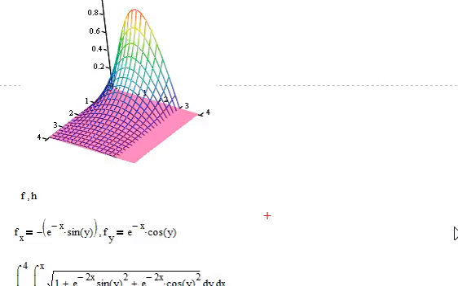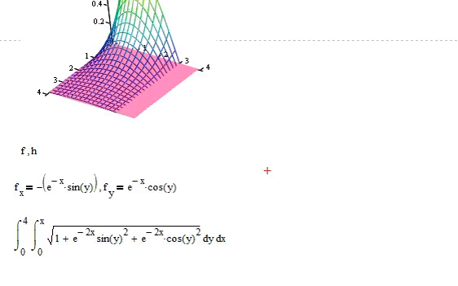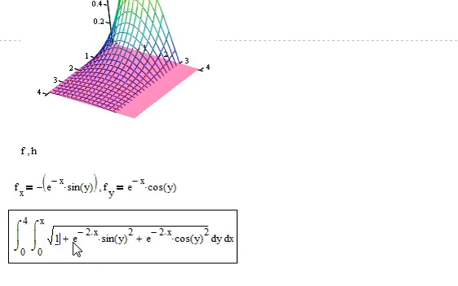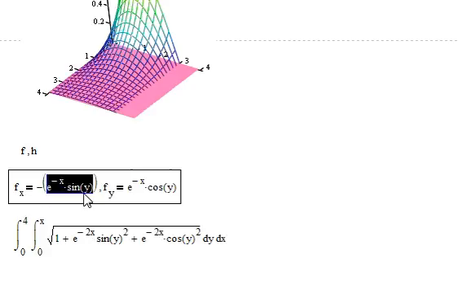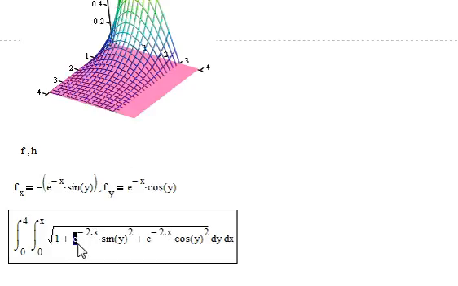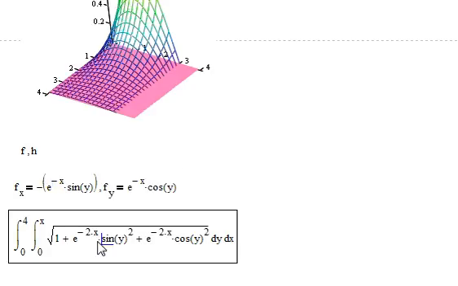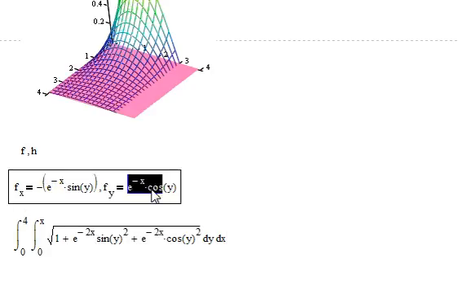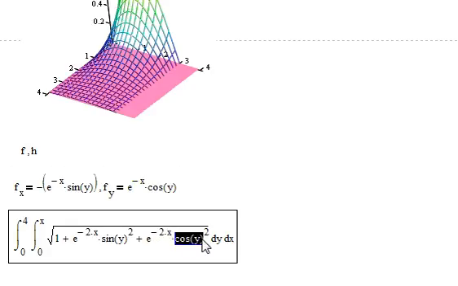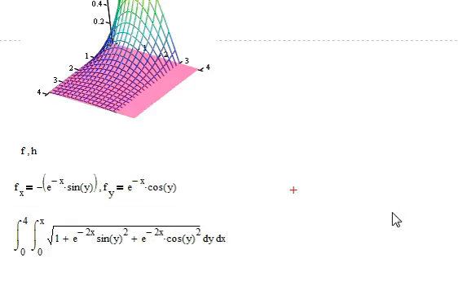But unfortunately now our integrand would be 1 plus this squared, and you can see that would mean e to the negative 2x. When you square e to the negative x, you get e to the negative 2x. When you square sine of y, you get sine squared of y. Same story with this. When you square e to the negative x, you get e to the negative 2x, and then you get cosine squared of y.